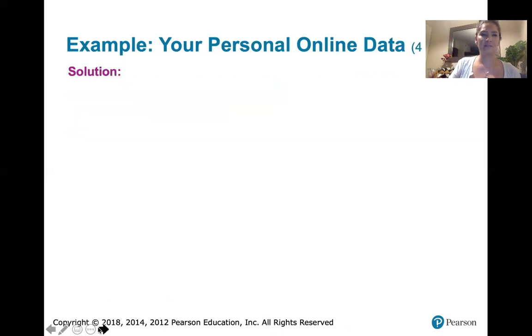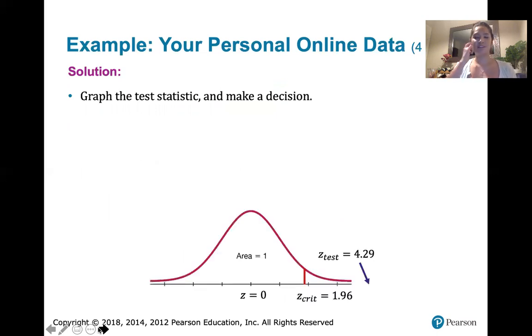Okay, so now we take that graph and we graph the test statistic, that 4.29 standard deviations above the mean, and we make a decision. Now, the critical z-value is 1.96, and our test statistic is z equals 4.29. That's 4 standard deviations above the mean. This is 1 standard deviation, 2 standard deviations, 3 standard deviations. 4 would be here, and 5 would be after that. So this 4.29 is in between the 4 and the 5.